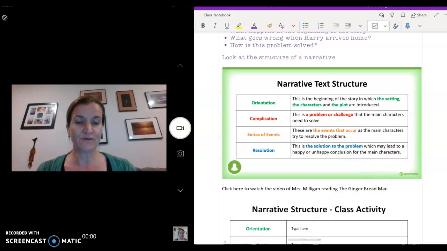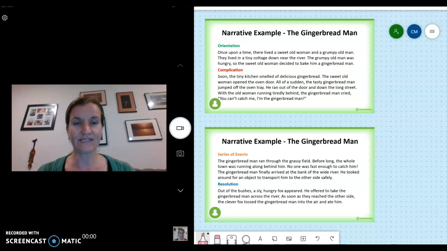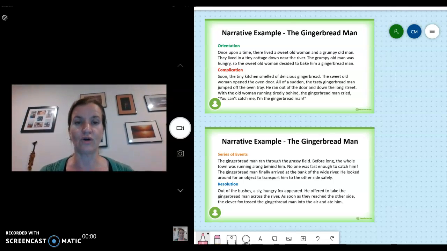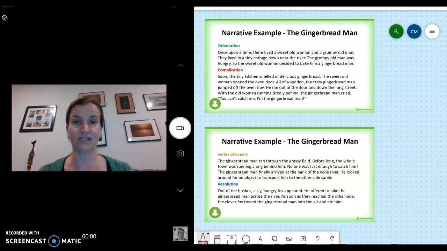Let's now go to the gingerbread man. So this is an illustration for you of the orientation, complication, series of events, and the resolution of a traditional story that you will all know, the gingerbread man.